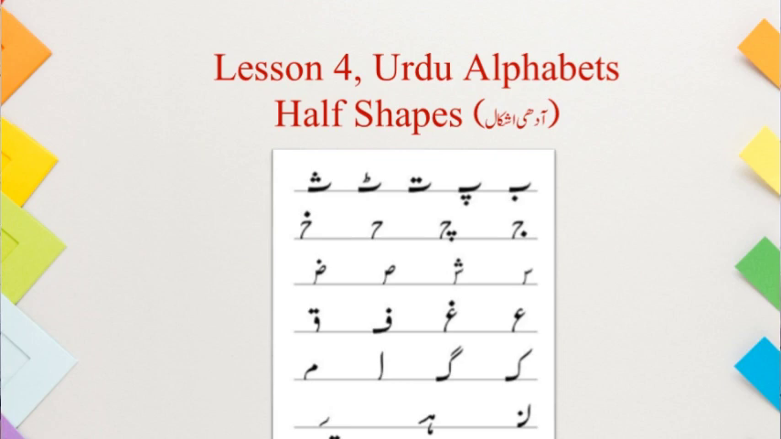The first two alphabets are Alif and Alif Mada. Alif and Alif Mada don't have half shapes, so we will skip the alphabets that don't have half shapes. We will only write the alphabets which have half shapes. The family of Bay has half shapes. All the letters in the family of Bay have half shapes.